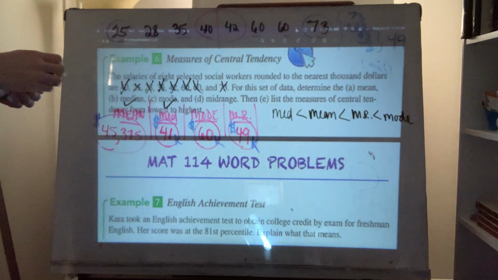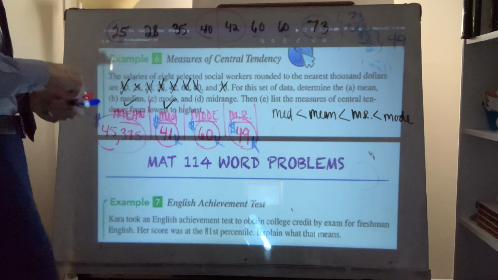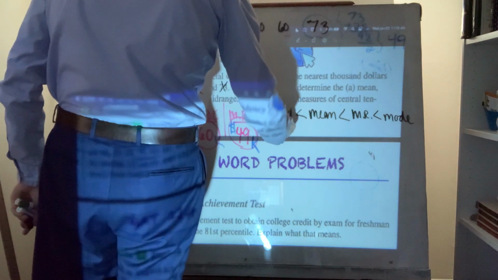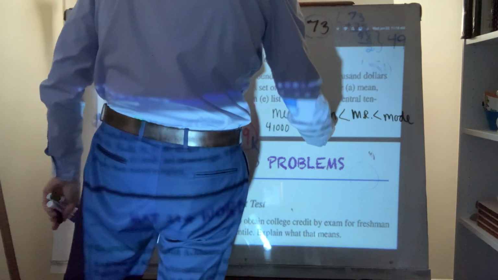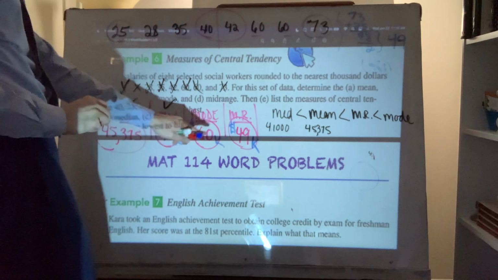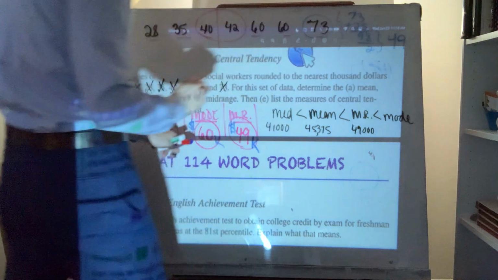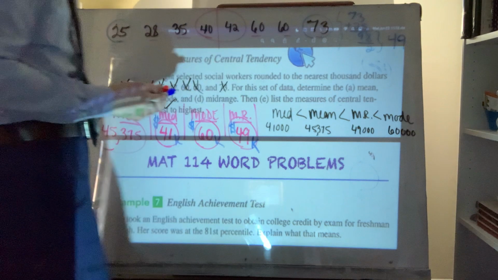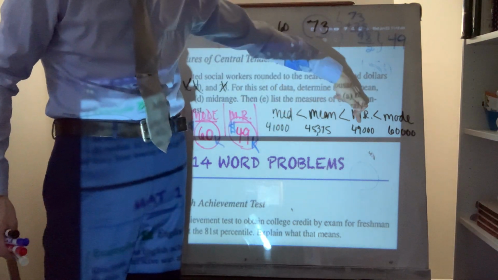Okay, so, to make it easy to see, the median is 41,000, and the mean is 45,375, and mid-range is 49,000, and the mode is 60,000. You can see that there are three values that are relatively close. These three, I would say, are the best three.